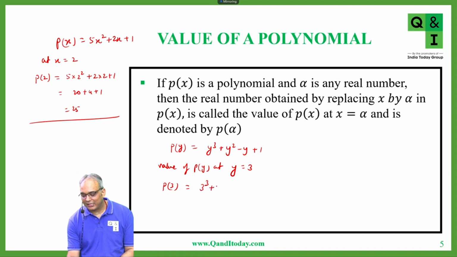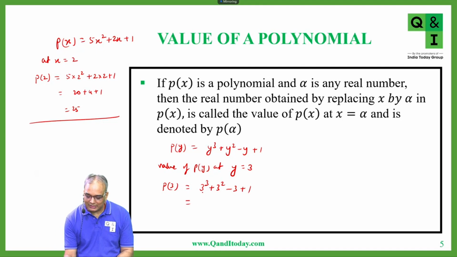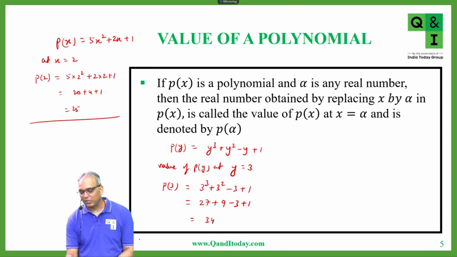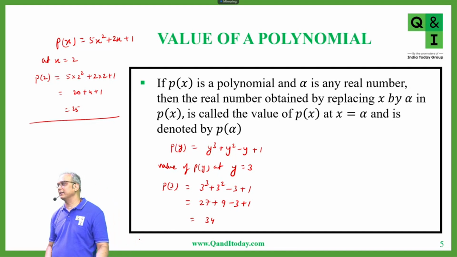So we have 3 cube plus 3 square minus 3 plus 1. So 3 cube is 3 into 3 into 3, 27. 3 into 3 is 9, minus 3 plus 1. So 36 minus 3 is 33, plus 1 is 34. So P of 3 is 34 here.